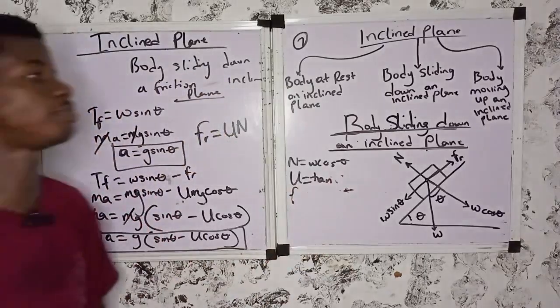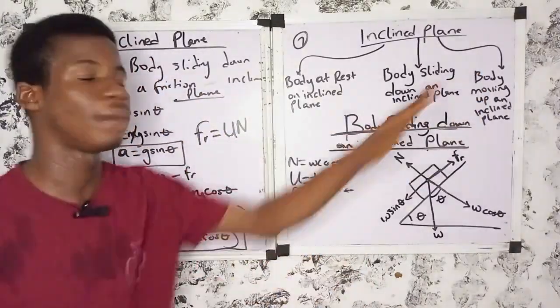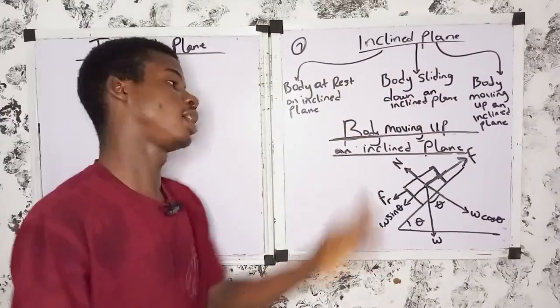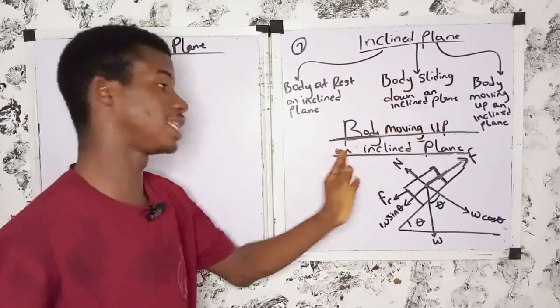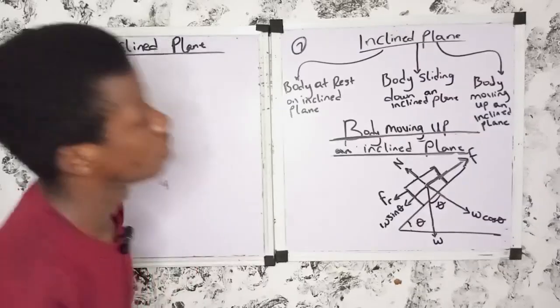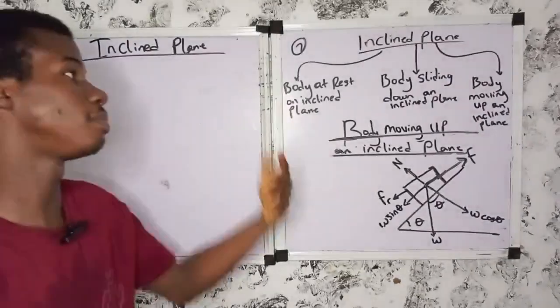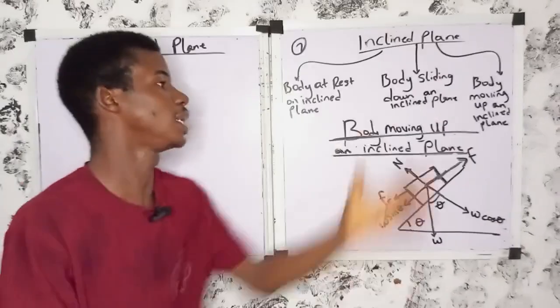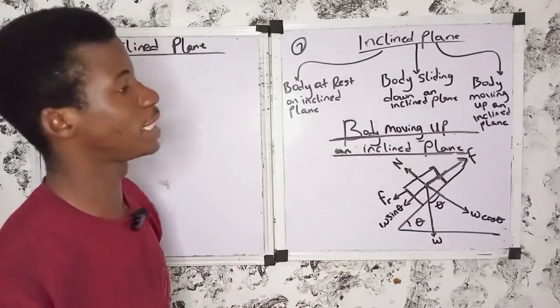So let's move to the next aspect: a body moving up an inclined plane. Remember we have done a body at rest on an inclined plane, and a body sliding down an inclined plane.